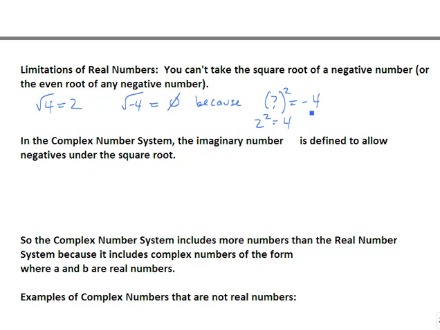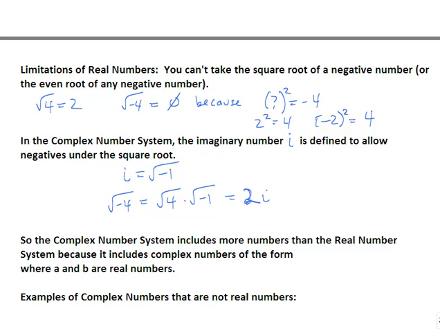Positive 2 squared is positive 4. Negative 2 squared, because you square the negative, would also be positive 4. So there's no real number that's going to allow you to have a negative under the square root. So what the complex number system does is it creates this imaginary number i, where i is strictly defined to be the square root of negative 1. Therefore, if you have the square root of negative 4 that you're looking for, we can break this up to the square root of 4 times the square root of negative 1. Square root of 4 becomes 2, and square root of negative 1 becomes i. So square root of negative 4 becomes 2i.